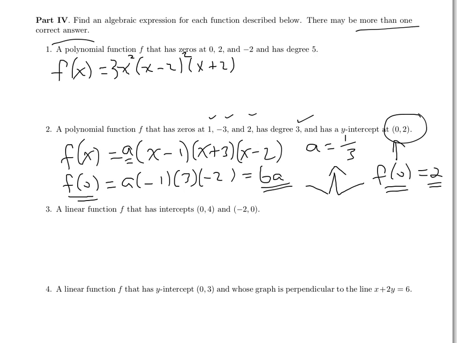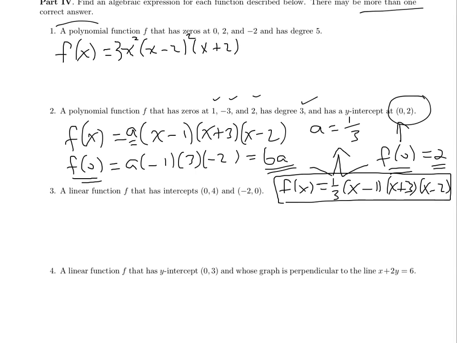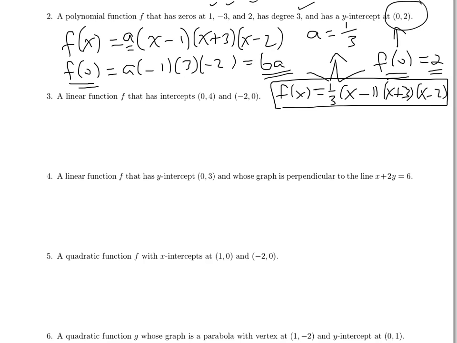And so the answer is that f of x should be 1/3 times x minus 1 times x plus 3 times x minus 2. That has the correct degree, the correct zeros, and satisfies the property that f of 0 is equal to 2. In number 3 and 4, we're reviewing linear functions. This is the same kind of question you saw in the last unit.